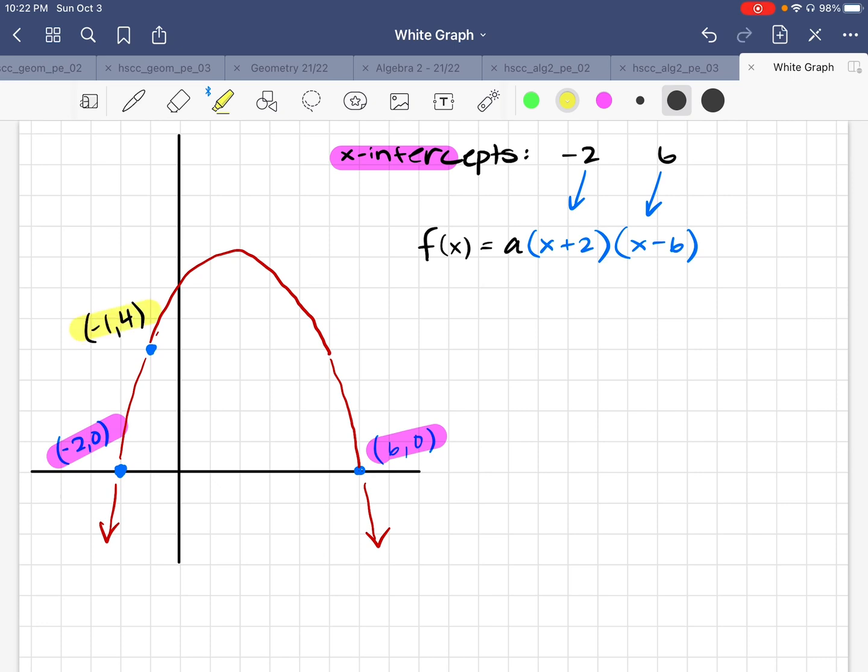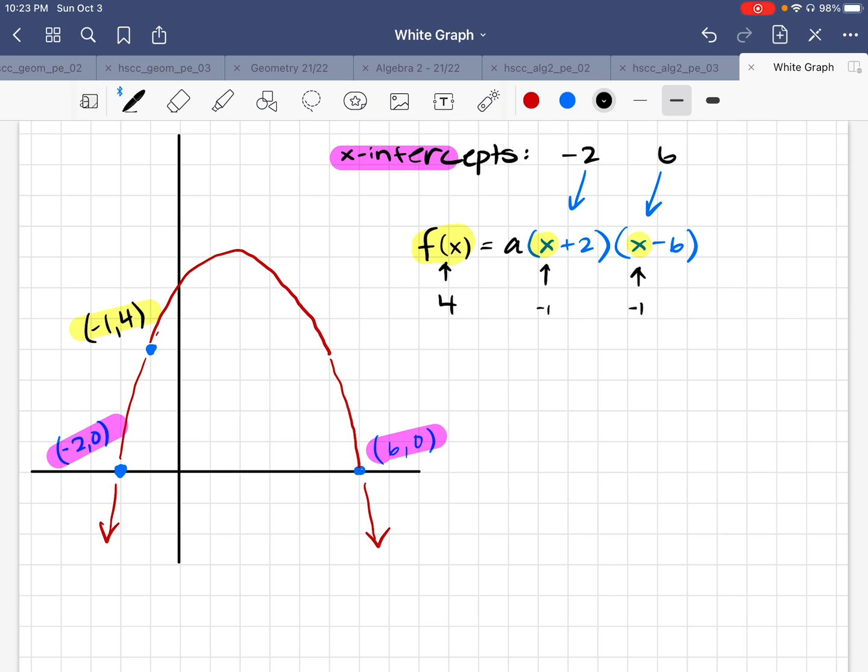So we're going to take this -1 comma 4, and we're going to substitute it into the function. We're going to substitute the -1 in for the x values. And then we're going to substitute that 4 into the y value right there. So we're going to take the 4 and plug it in right here, and we're going to take the -1 and plug it in there, and there.